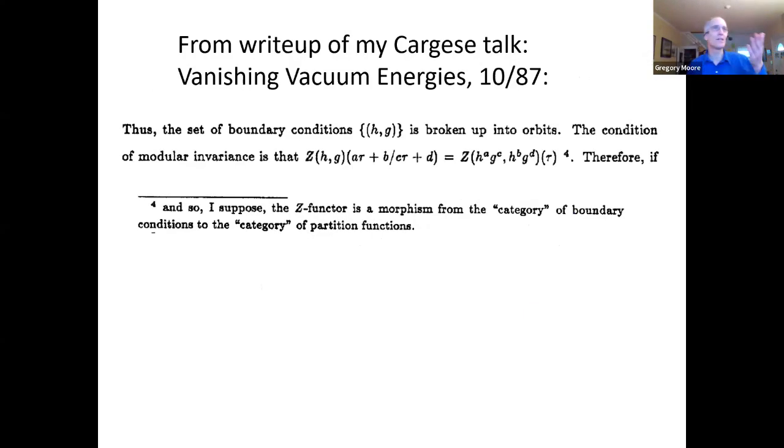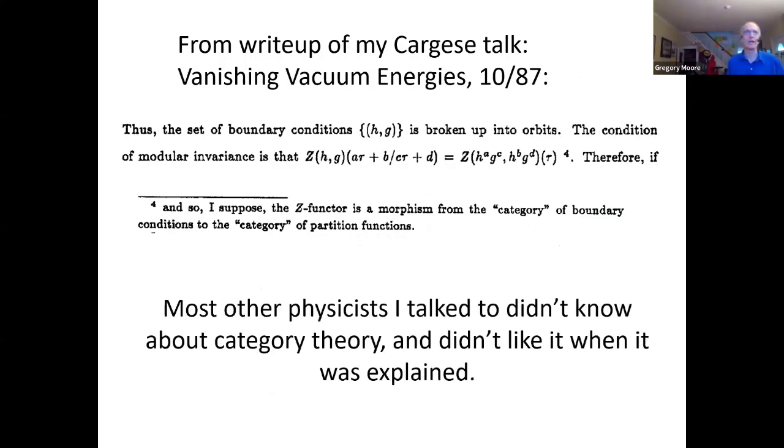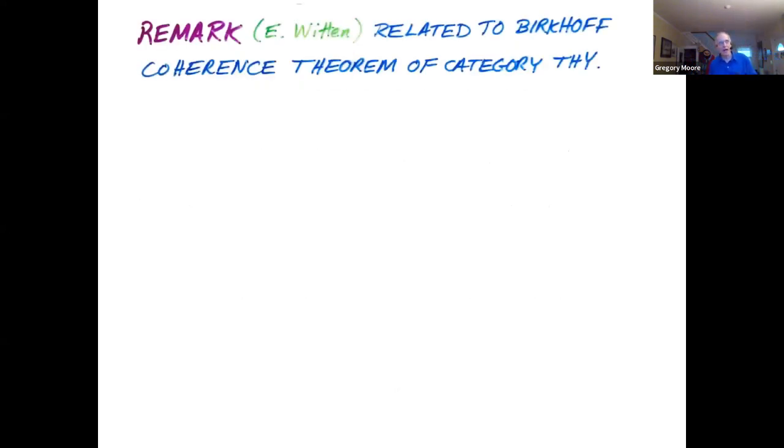And here's another example where I make some dumb joke about categories in my Cargèse write-up. And most other physicists I talked to didn't know about category theory and didn't like it when it was explained to them. My 3rd exhibit comes from that April 22nd talk, where I introduced a remark which I attributed to Edward Witten, that our shield identity is related to the Birkhoff coherence theorem of category theory.